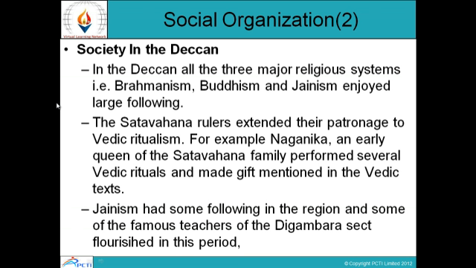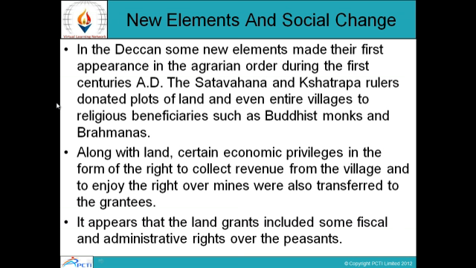Society in the Deccan. In the Deccan, all three major religious systems, that is Brahmanism, Buddhism, and Jainism, enjoyed a large following. The Satavahana rulers extended their patronage to Vedic ritualism. For example, Naganika, an early queen of the Satavahana family, performed several Vedic rituals and made gifts mentioned in the Vedic text. Jainism had some following in the region, and some of the famous teachers of the Digambara sect flourished in this period.